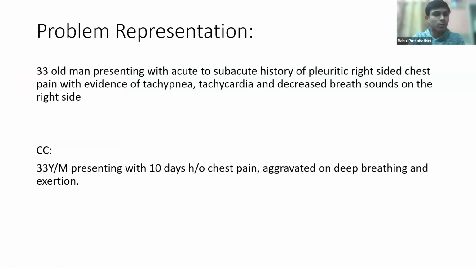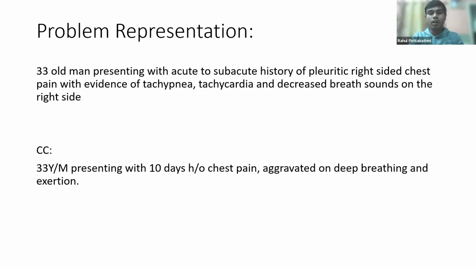So here is a 33-year-old man. He was presenting with an acute to subacute history of pleuritic right-sided chest pain with evidence of tachypnea, tachycardia, and decreased breath sounds on the right side. Coming back to the chief concern, he had a 10-day history of chest pain aggravated on deep breathing and exertion. Whenever we see this kind of history where the patient is complaining of chest pain which is increasing on deep breathing, we always think of pleuritic pain, right?